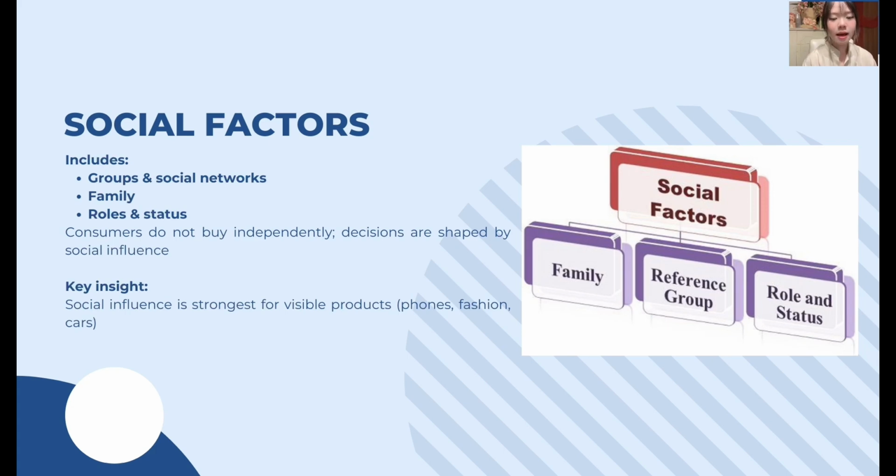With social media, platforms like TikTok now act as modern word of mouth, where influencers strongly affect Gen Z purchasing decisions. A common example is students buying iPhones. Many of them don't buy it just for the features, but because everyone around them uses it and it helps them fit in socially. And the key insight is that social influence is strongest for visible products, such as phones, clothing, and cars.